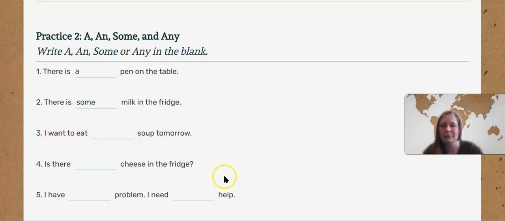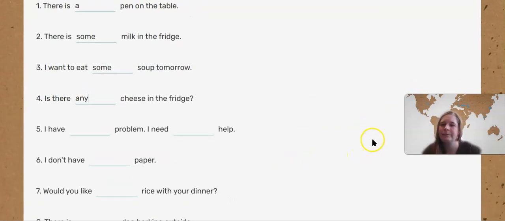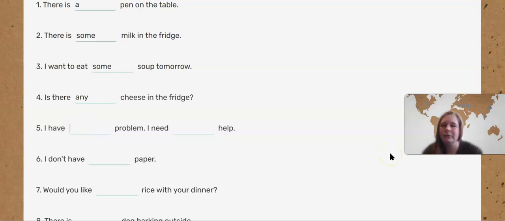Soup is non-countable. Some. Is there any cheese in the fridge? I can use some or any. Usually for the question we use any. I have a problem. A problem is countable, only singular. I need some help. Help is not countable. I don't have any paper, or I don't have some paper. Any means 0. I don't have any.